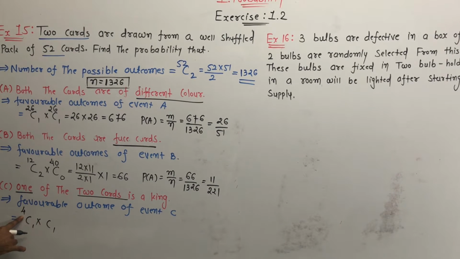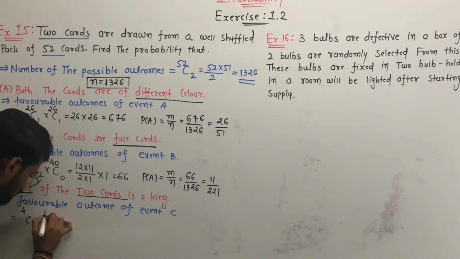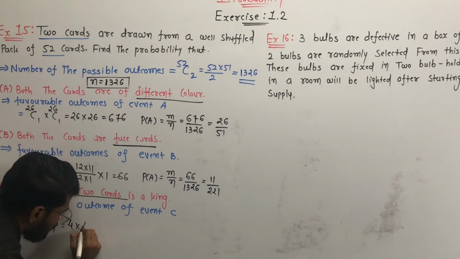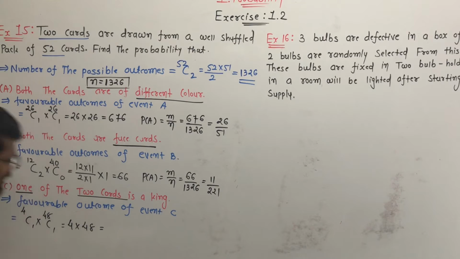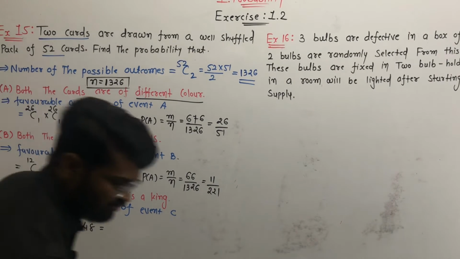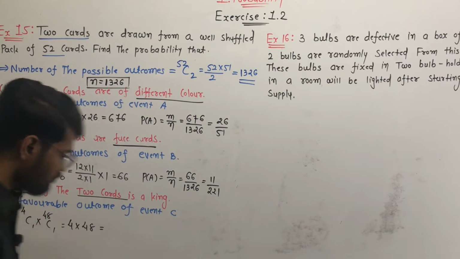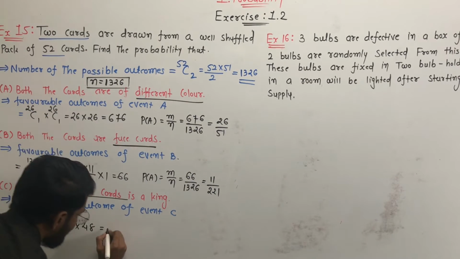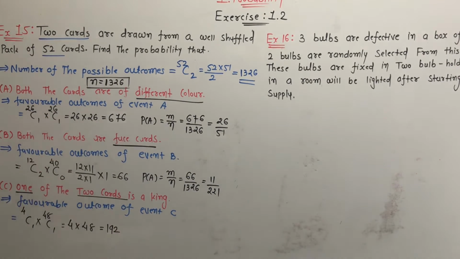And how many remaining cards? The remaining cards will be 52 minus 4, so it is equal to 48. Yes, 4C1 is equal to 4, and 48C1 is equal to 48. And it will be, I think, 192. 48 multiplied by 4 is 192. So M is equal to 192.